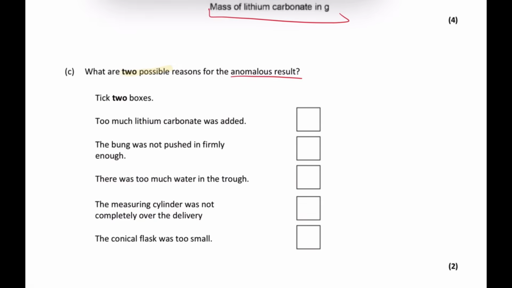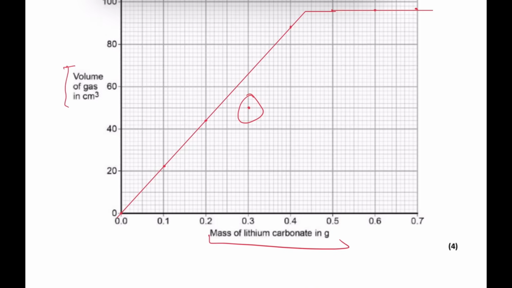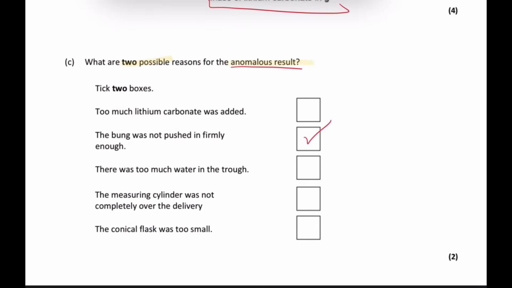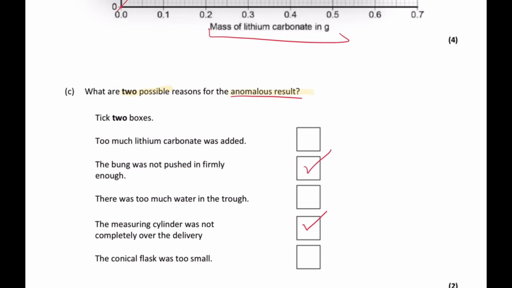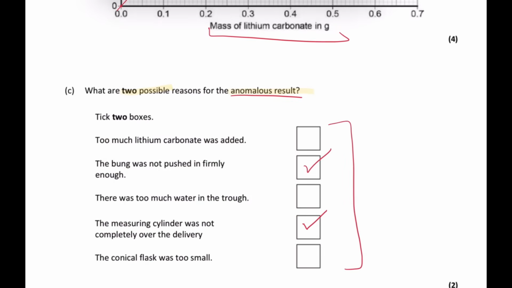C. What are two possible reasons for this anomalous result? The first one is the bung was not pushed firmly enough. This is because the gas was able to leak, so we didn't actually get the accurate measure of the gas, which means that the volume of gas was much less than what it was supposed to be. And our second one was that the measuring cylinder was not completely over the delivery tube. This again means that we have lost volume. That's why our volume is much less than the other one. We want to see reasons why it's less, not more.